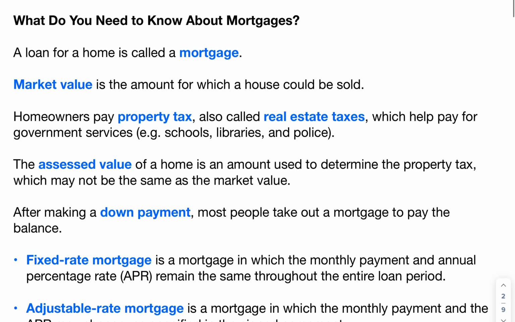All right, so here are some things you need to know about mortgages. First thing is, I think it's pretty obvious, but just to make sure that it's clear, a loan for purchasing a home is called a mortgage, and the market value is the amount for which a house could be sold. Now, homeowners also pay property tax, also known as real estate taxes, and those taxes are collected, which help pay for government services such as schools, libraries, police, and other things that a city may need.